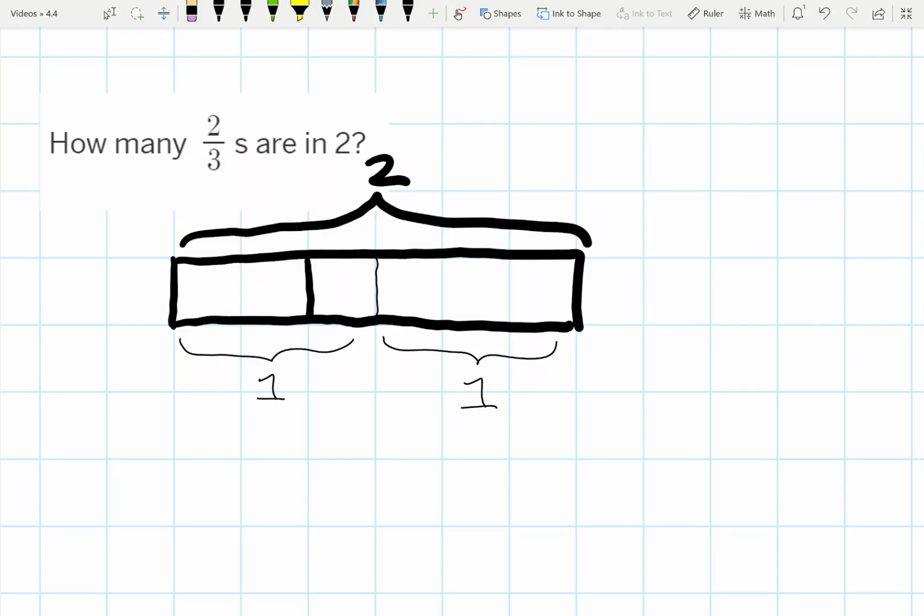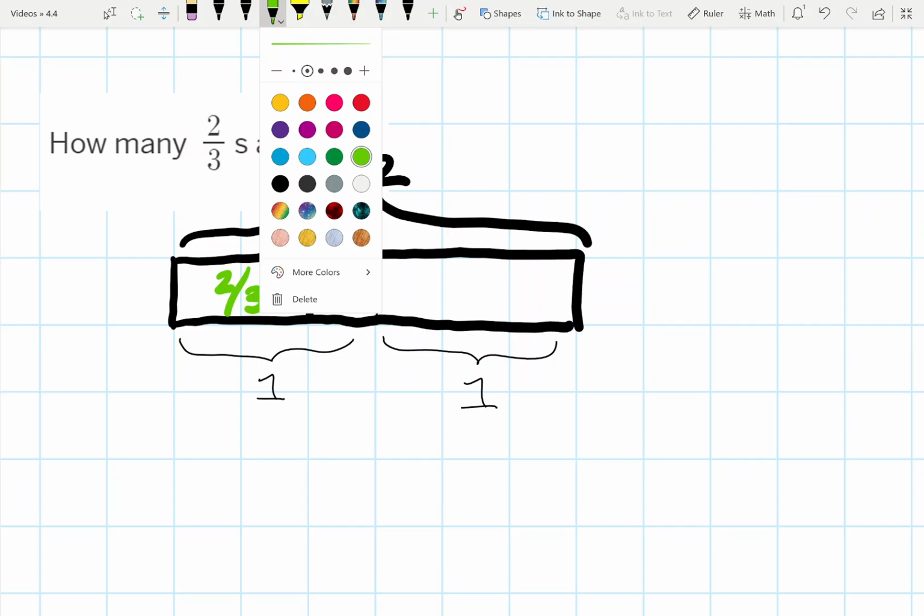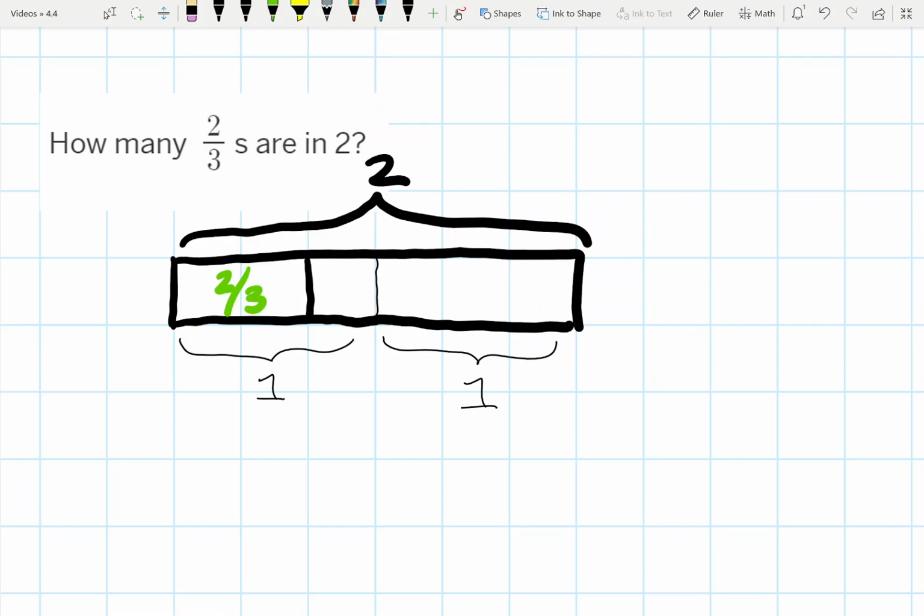My marker's a little too thick. Let me change to something else, maybe this. 2/3. That is just as thick. Okay, and then for my next one, look at this. I'm going to erase that little placeholder I put for splitting in half. This is 2/3, right? And then we have 2 parts left over. That's 2/3.